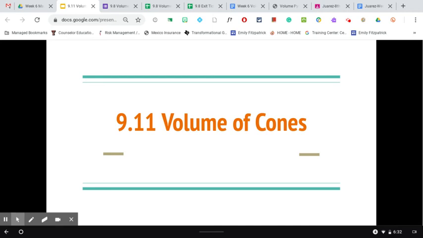Hey guys, welcome back. Today we have 9.11, volume of cones. Make sure you have your paper and pencil ready to take notes. We have 2 examples to go through, so let's get started.